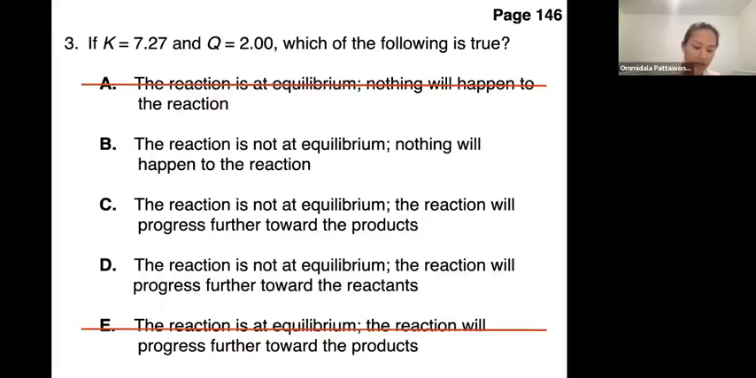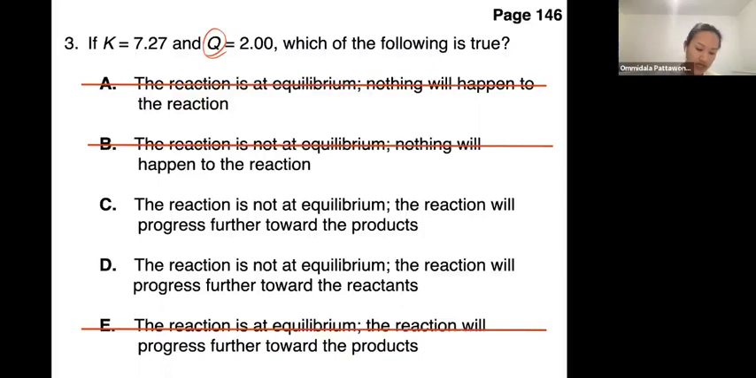Now between B, C, and D, what else can we eliminate? Remember, the Q value tells us about the direction of the reaction. Because it's not at equilibrium, it's going to shift one way or the other in order to reach equilibrium. It's either going to shift to the right or to the left. So in this case, we can eliminate B, since that's not true. Something is going to happen, it's going to shift one way or the other.